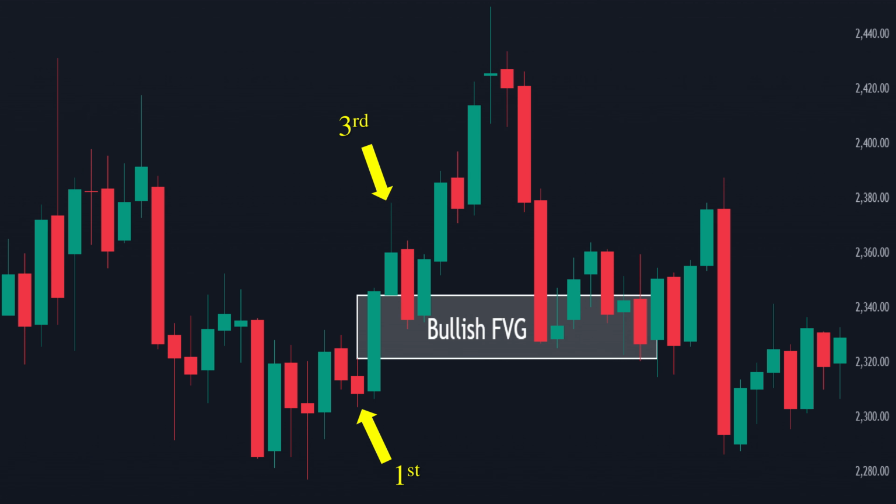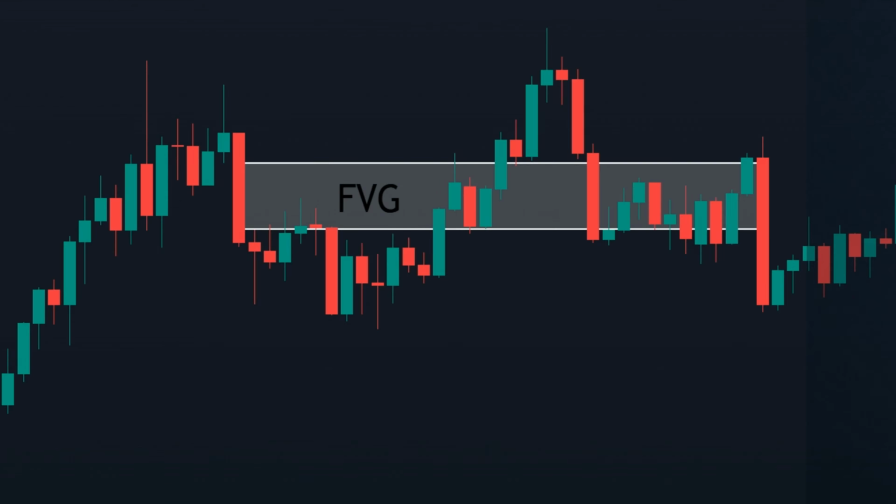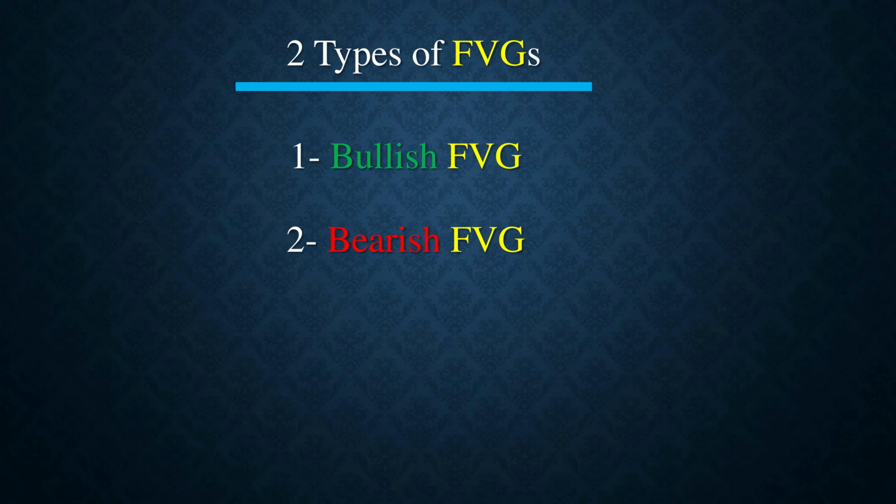In a bullish fair value gap, the highest point of the first candle, or its upper shadow, does not overlap with the lowest point or lower shadow of the third candle. Between these two points, I mean the upper shadow of the first candle and the lower shadow of the third candle, a specific gap will be created, and the market will retrace to fill this gap either partially or completely before continuation of the trend. The second type is the bearish fair value gap.